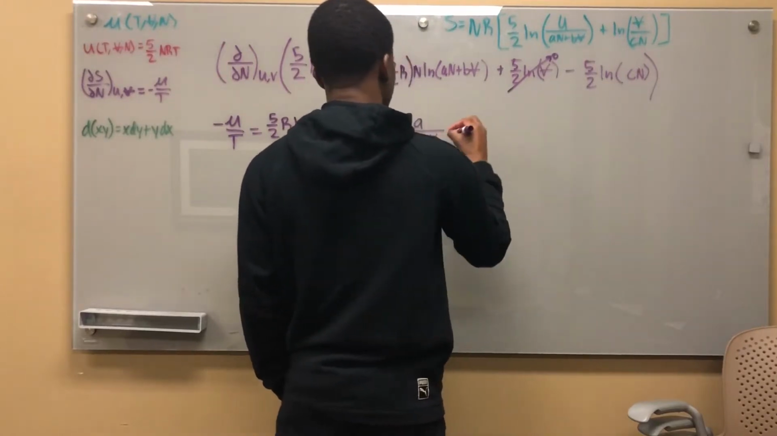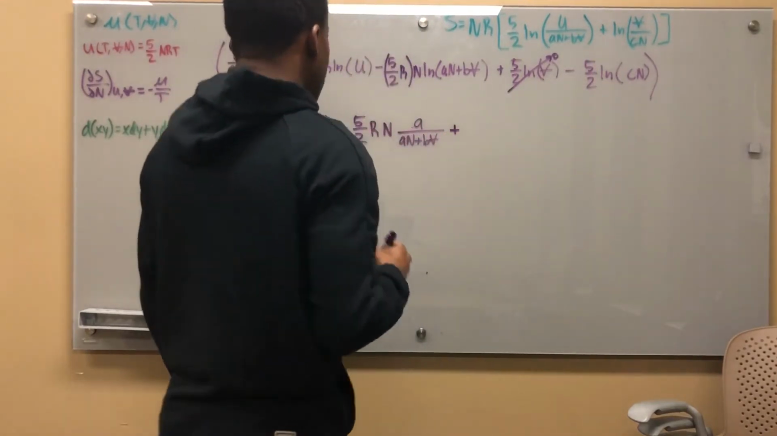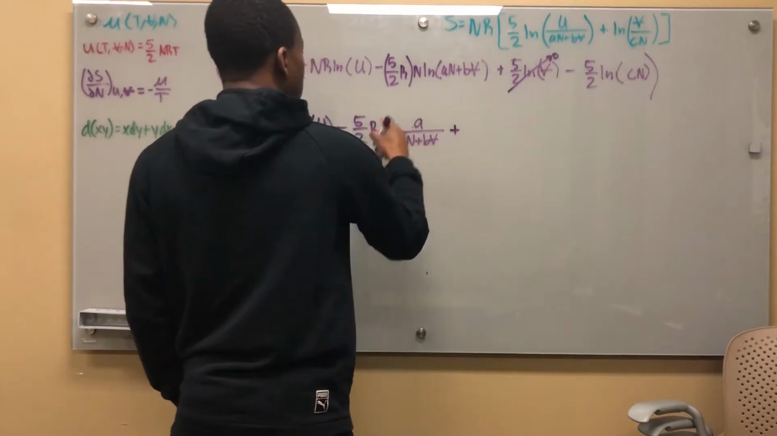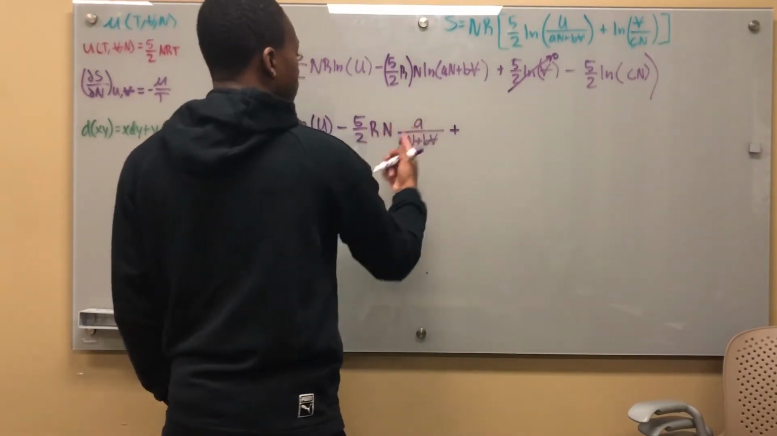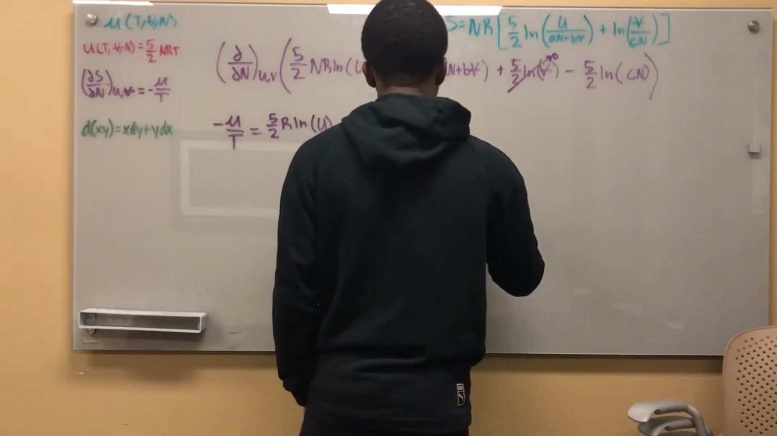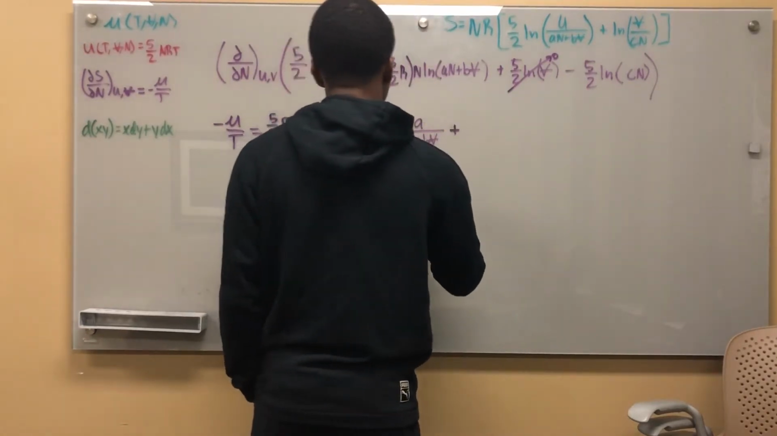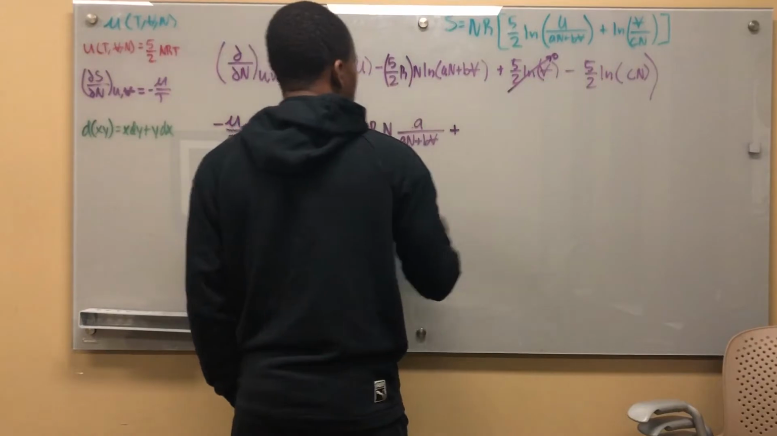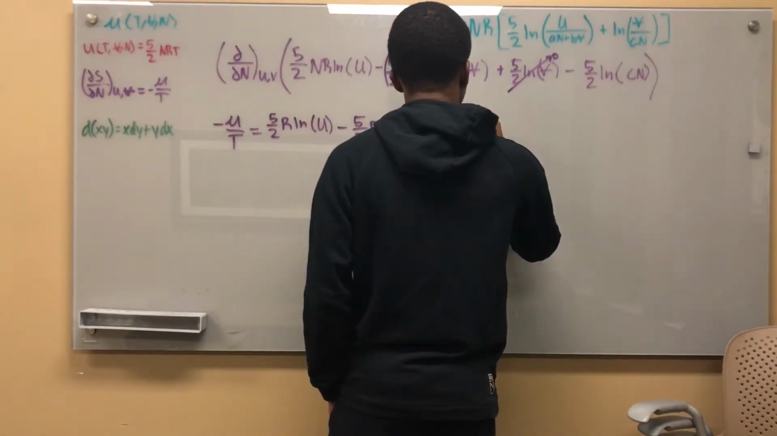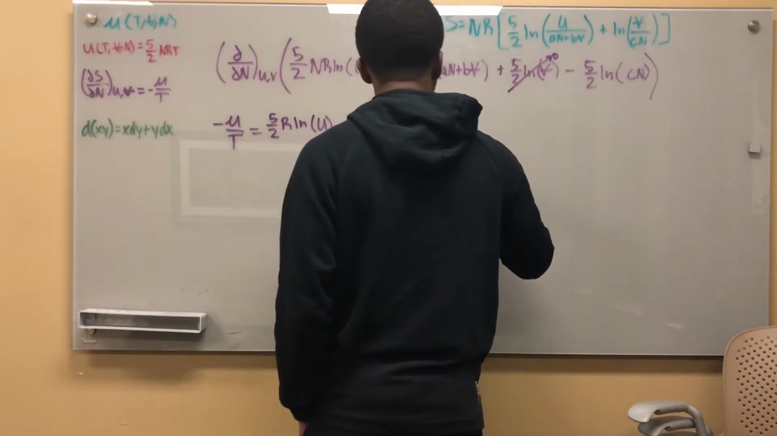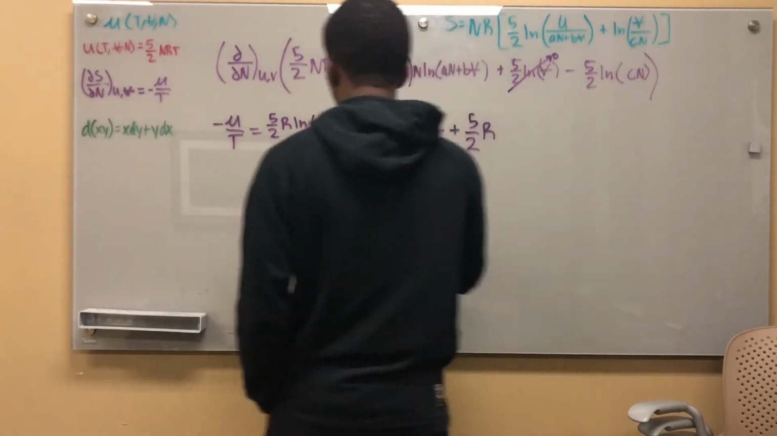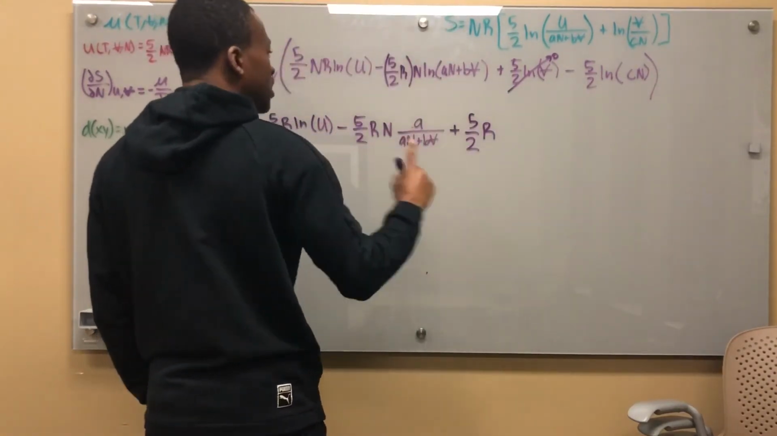Minus, or plus. So that's 5 over 2. This r is for both terms, right? So I have to distribute this to both terms. So let me just do this: 5 over 2r. I'm just hoping maybe something will cancel out. I can see this 5 over 2. So let's see.